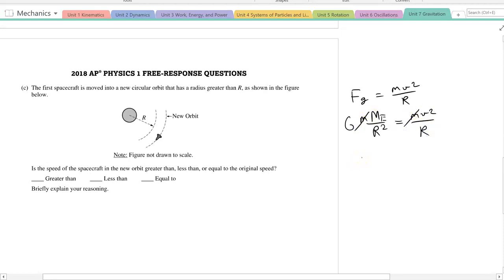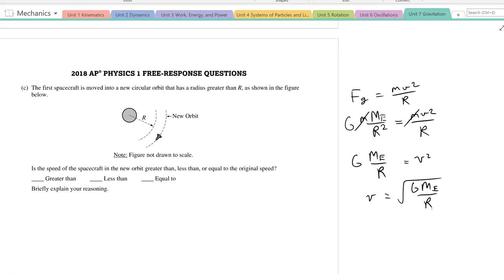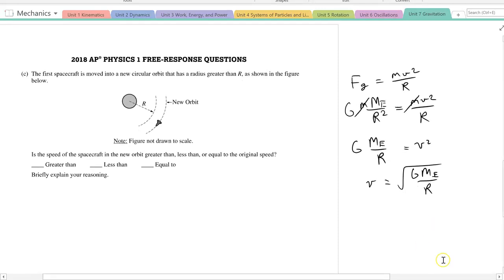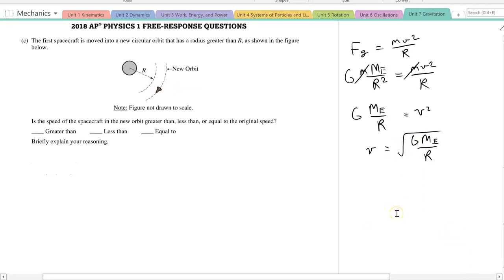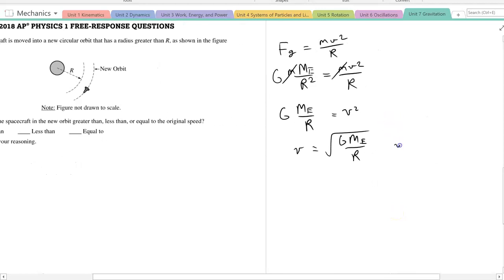Now we solve for the speed because we are not determining period anymore. So let me just multiply by r. So v squared is equal to GMe over r. And if you really wanted to, speed is equal to the square root of GMe over r. Because we want to compare the speeds: is the speed of the spacecraft in the new orbit greater than, less than, or equal to the original speed? We increase the radius, so what happens in this equation? We want to compare.